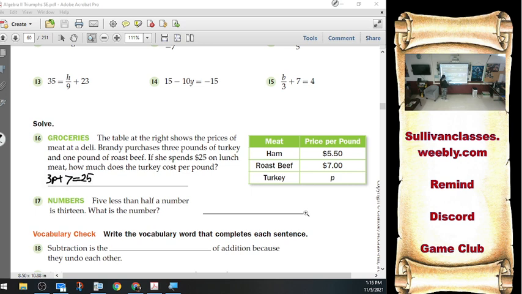You notice it was a rate 3 of the turkey meat plus 7 because I knew that I started with $7 worth of roast beef. Total, I knew that there's 25 altogether. Rate X plus start equals total. It's going to happen. Lots and lots. Subtract 7 from both sides. Divide both sides by 3.